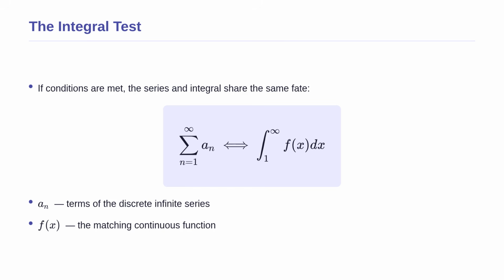This brings us to the formal statement of the integral test. If our three conditions are met, the infinite series and the improper integral share the exact same fate. This means they either both converge to a finite value or they both diverge to infinity. The symbol a sub n represents the discrete steps of our series, while f of x represents the smooth, continuous ramp. If the area under the curve blows up to infinity, the sum of the series does too. If the area is finite, the sum is finite. This formula perfectly bridges the two concepts.